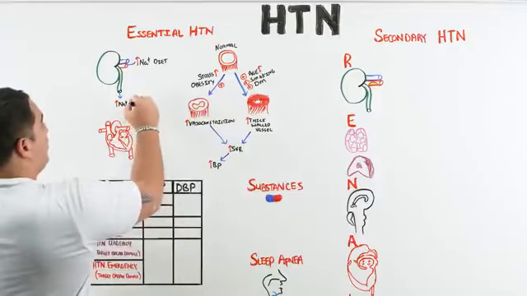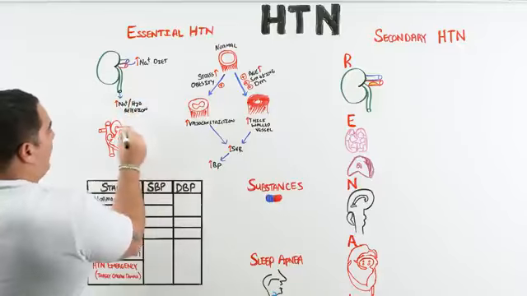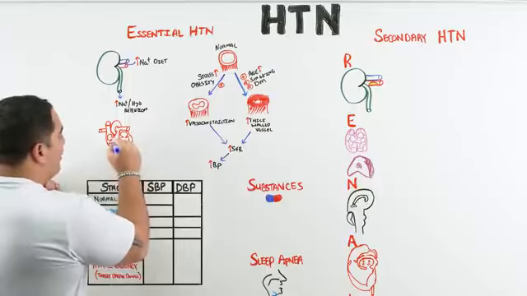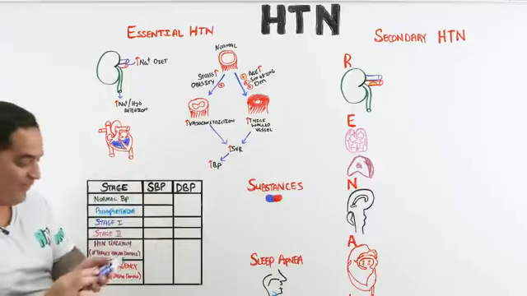And so you have an increase in sodium and water retention. That will then cause more blood to be returned to the heart. So now you increase your preload, which increases your stroke volume.